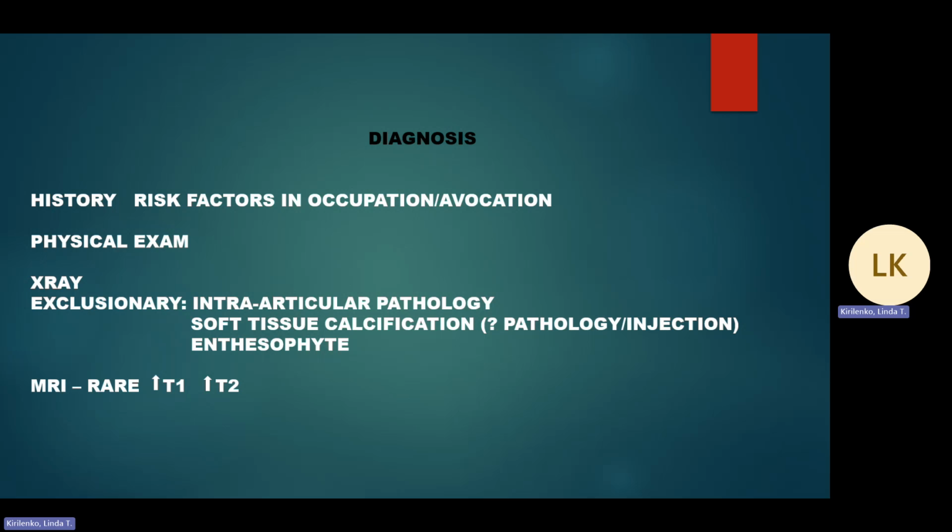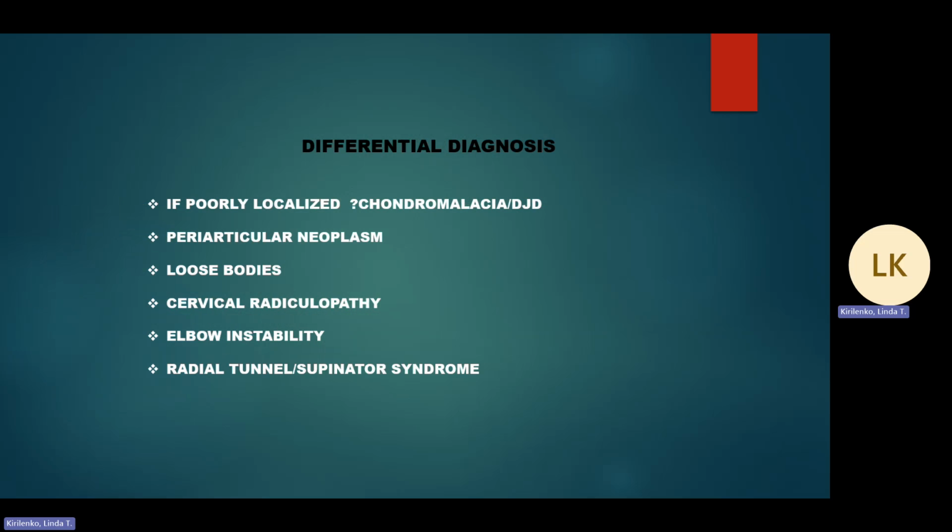Very rarely, MRI can be contemplated, and you'll see increased signal on both T1 and T2 images. The differential diagnosis, again: elbow arthritis, periarticular neoplasm, loose bodies, but again, in loose bodies, most commonly you'll have locking or other mechanical symptoms. It has also been mistaken for cervical radiculopathy, elbow instability, and radial tunnel or supinator syndrome.